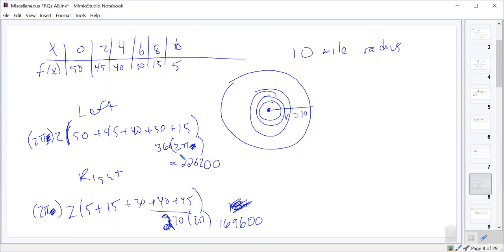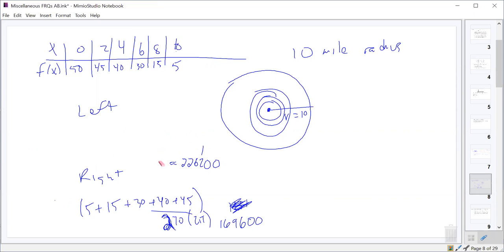50 times 45. I see our issue. Our issue is we do need all of this. We need our 2π, and then the problem is that the radius of each of these should still be the delta r. 2π.